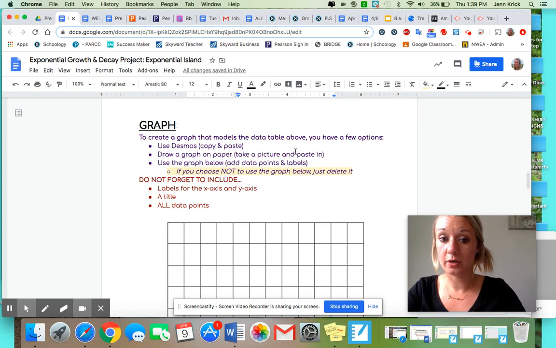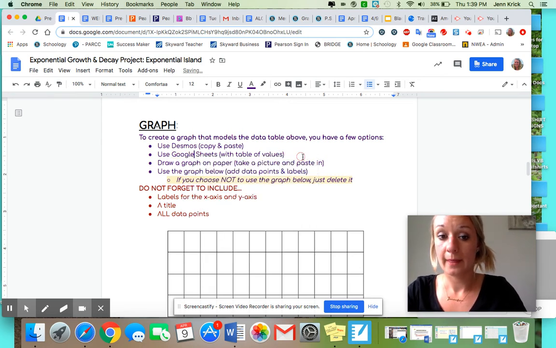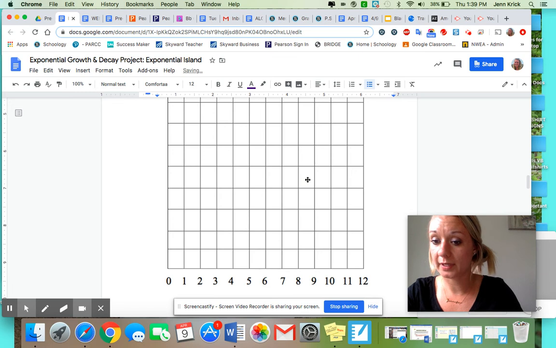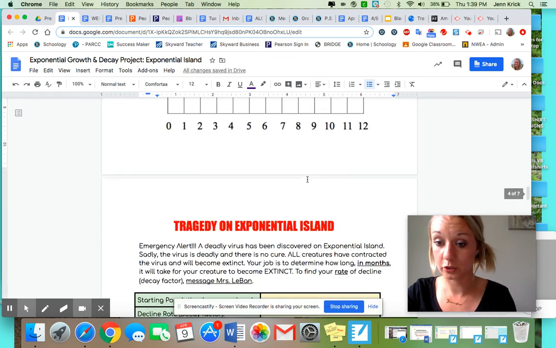You could also use Google Sheets. So I'm even going to add that option for you now. So you could use Google Sheets with your table of values to create yourself a line graph, but I want a line graph. And you did that with the college project, so that should be pretty familiar too. Okay, and then you're done with exponential growth.